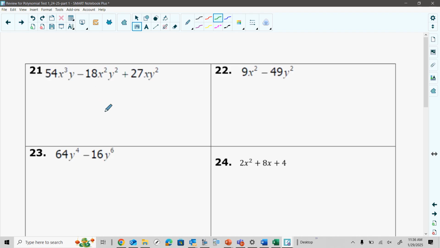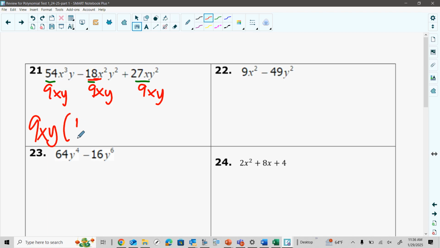So on the last page, we're going from 2 terms to 3. Again, start off with the smallest number, 18. Can 18 go into 54? No, but its factor can, which is 9. And 9 goes also into 27. Take out the smallest x's. There's the x right here. And they all have y's. Take out the smallest y. That would be this one. So this reduces to 9xy as the GCF. For dividing, this would be 6x squared minus 2xy plus 3y.